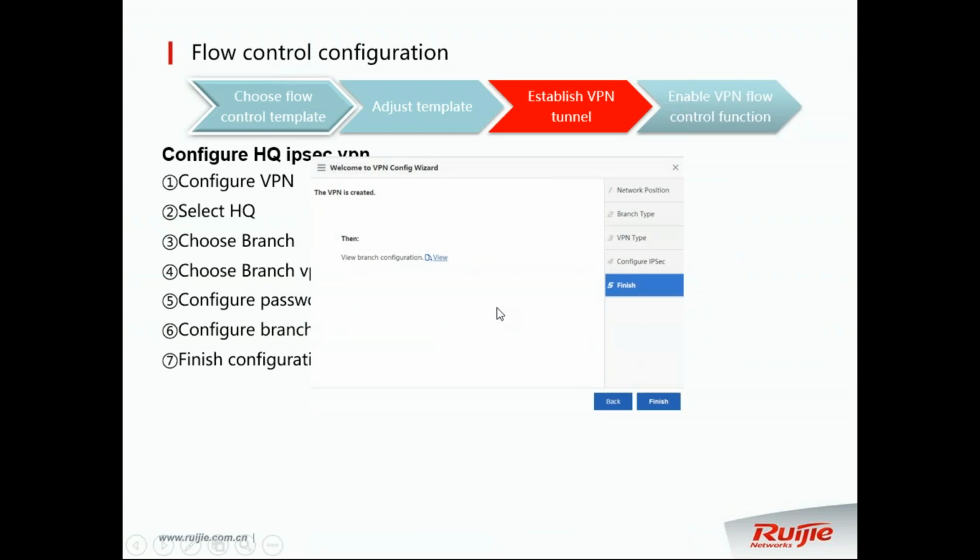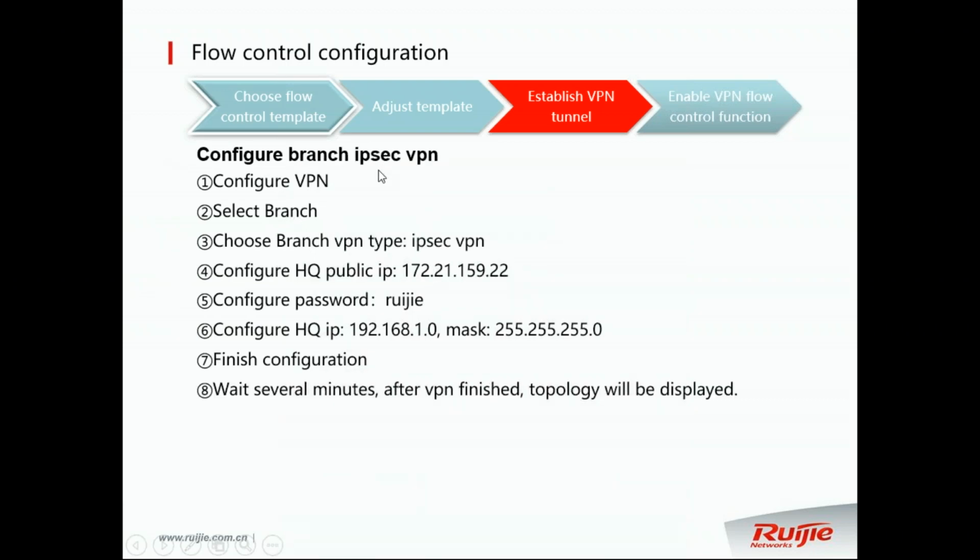now you have not finished everything because we also have the branch. So now you cannot see the topology because we also need to configure the branch. So we go to the branch. The branch IPsec VPN is similar, just add one step here: configure header coder public IP.